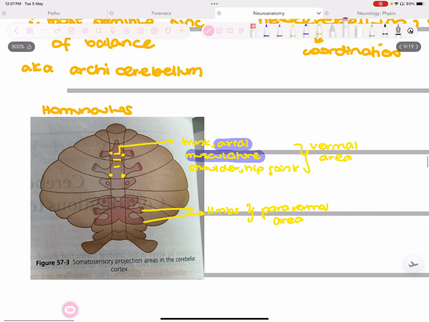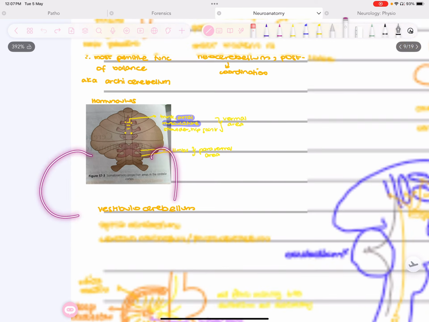Homunculus, so it has one upright and one is the other way around. This shows that the vermal area gives innervation to your shoulder joint, hip joint, neck, trunk and abdomen, axial musculature. Whereas intermediate zones go to the distal aspects of distal limbs, and then it has cerebellar hemispheres, right?